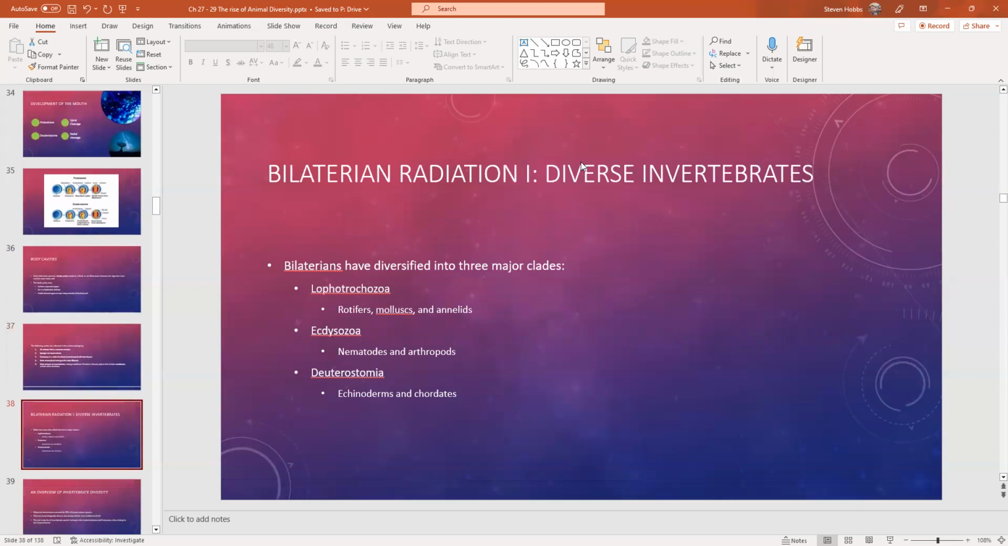So, bilaterian radiation number 1, we start seeing diverse invertebrates. Bilaterians start to diverge into the 3 major clades: Lophotrochozoa, Ecdysozoa, and Deuterostomia.